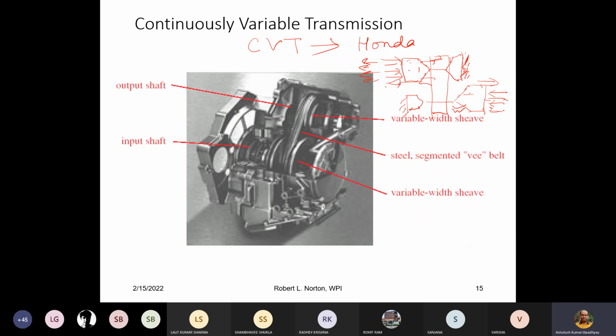So actually, based on your throttle, this is the continuous variation, because this belt will keep on moving on this conical pulley. So this is the kind of arrangement you have here. Based on that, this name comes, the continuously variable transmission.